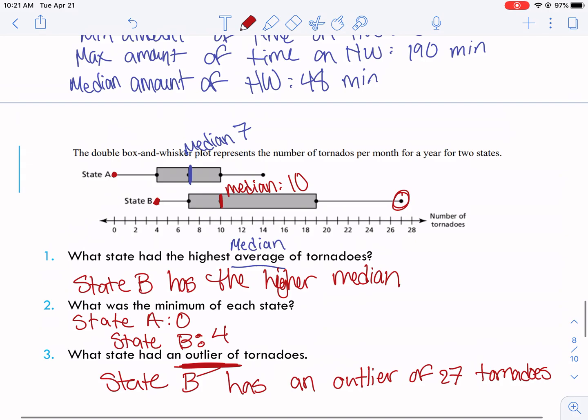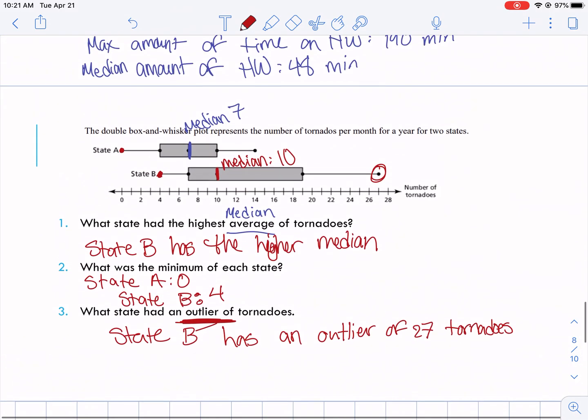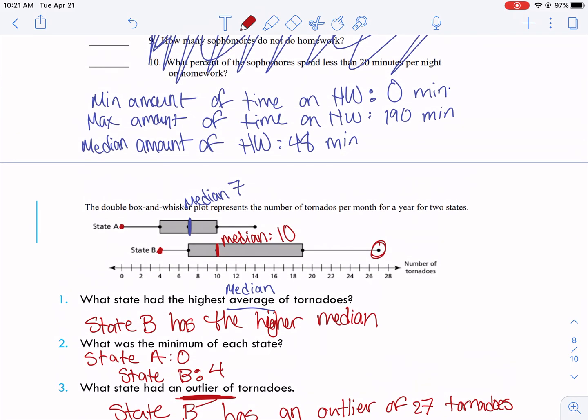Okay, so that is how we read a box and whisker plot. So then later what you're going to do is you're going to graph these on Desmos, and I have a video for you to look at that.